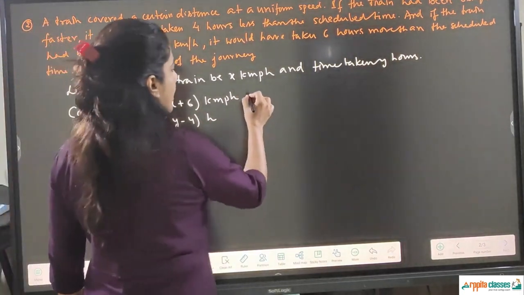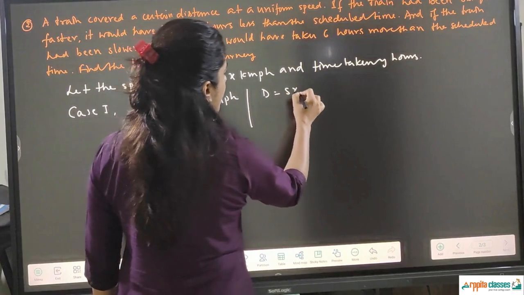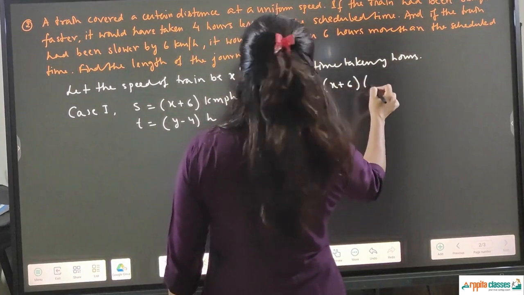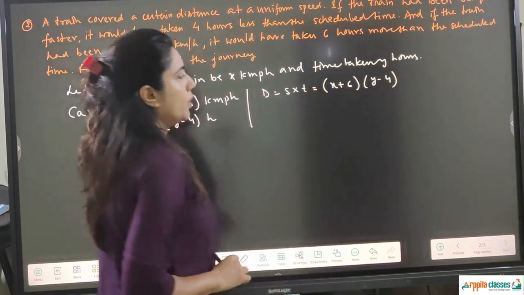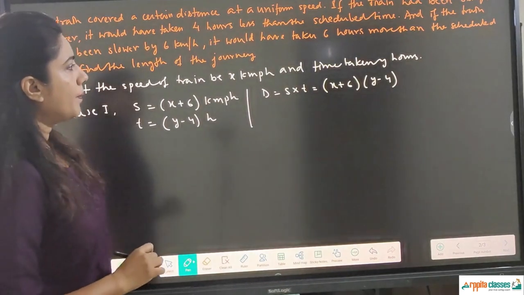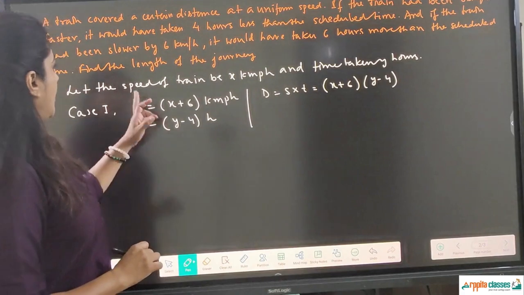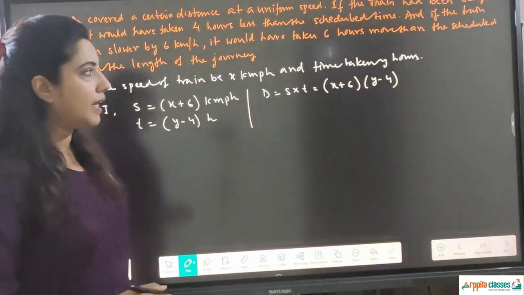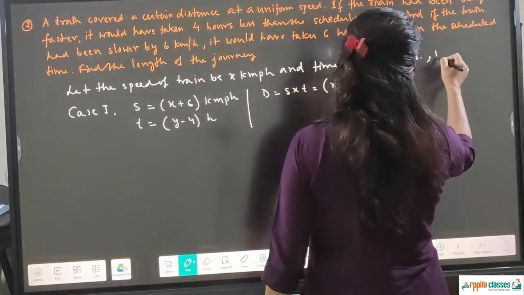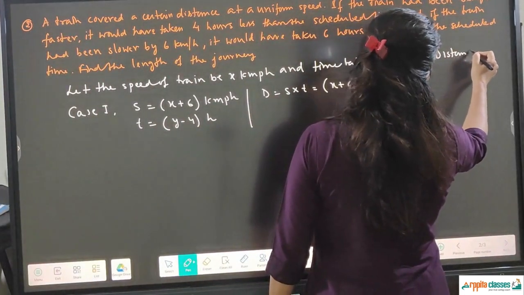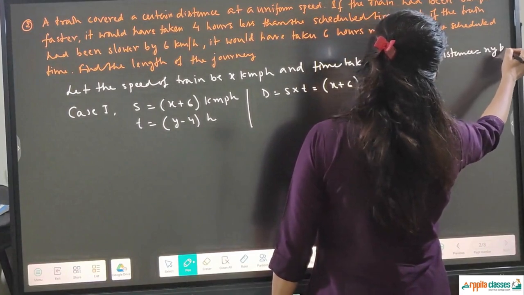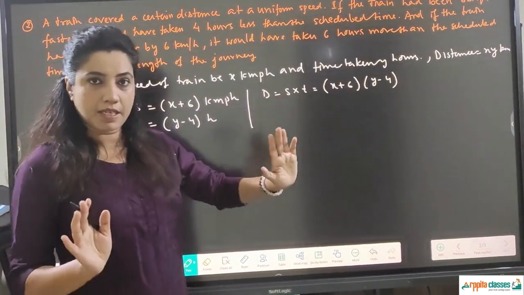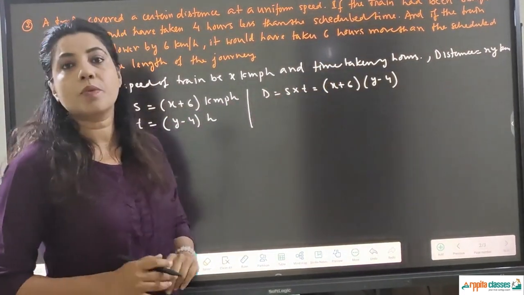In this case, we'll find out the distance. The distance is speed into time. Therefore, the distance will be x plus 6 into y minus 4. This is the distance. Okay. Now, here if you consider the uniform speed as x and time taken is y hour, so in this case the distance is x into y kilometer. So this is also the distance and that is also the same distance we are talking about. So these two distances will be same.